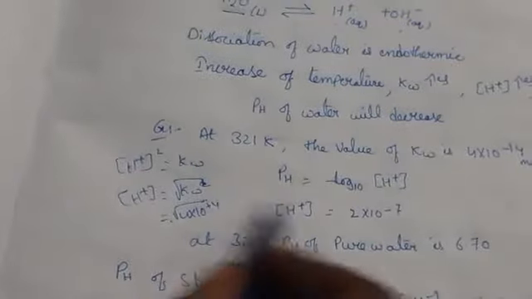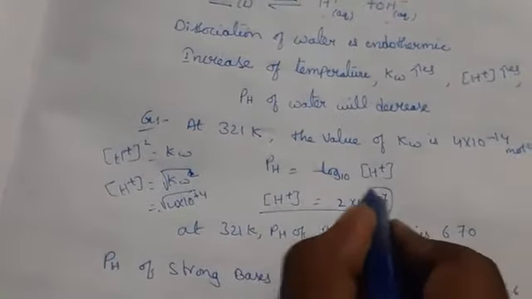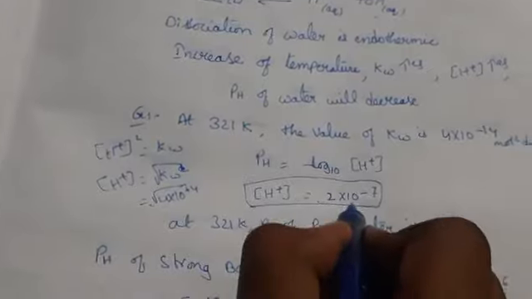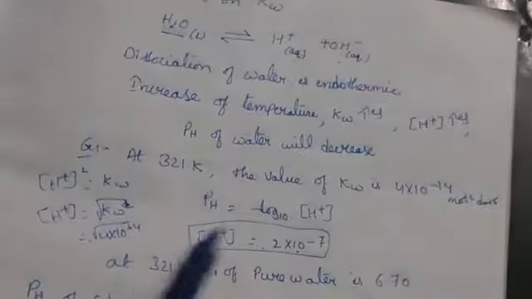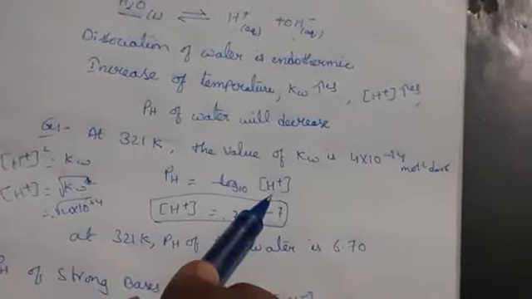So when you take the square root of this, we get the concentration of H+ equal to 2 × 10^-7. If you want to find the concentration of hydrogen, this is the formula we are going to use.